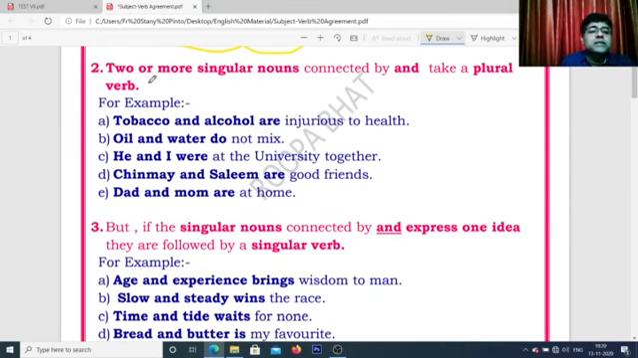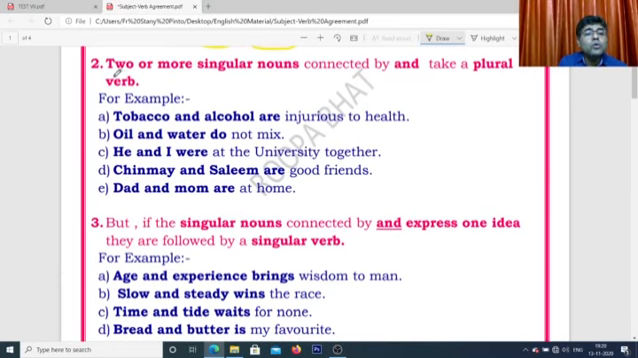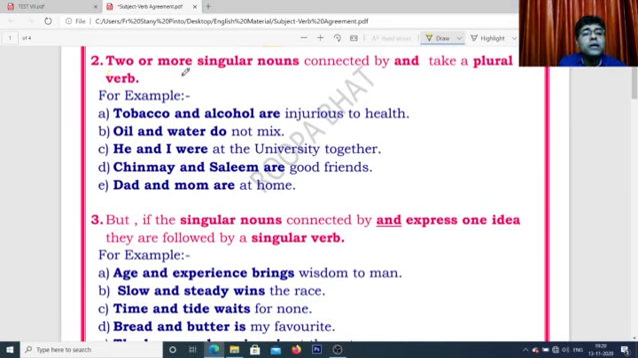Please remember. Second, two or more singular nouns connected by and take a plural verb. Get this very properly. Two or more singular nouns connected by the conjunction and take a plural verb. What is the meaning here? See the example. Tobacco and alcohol.